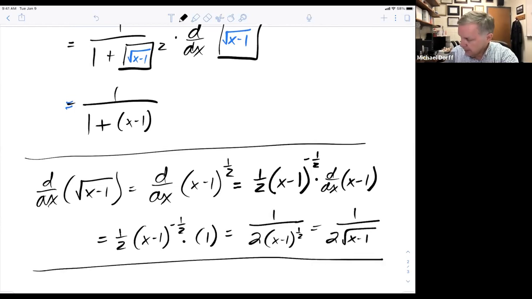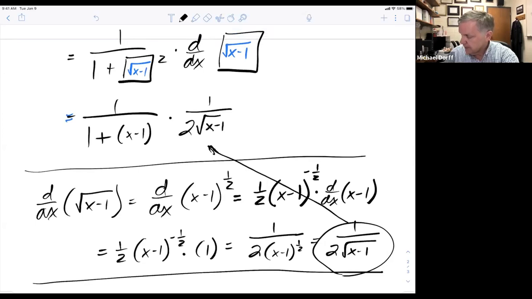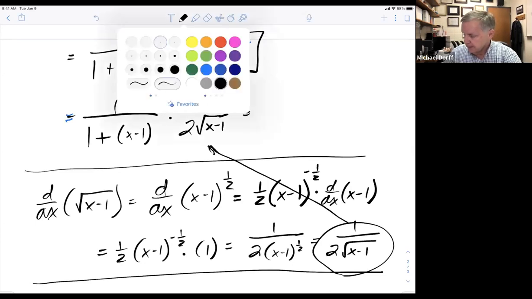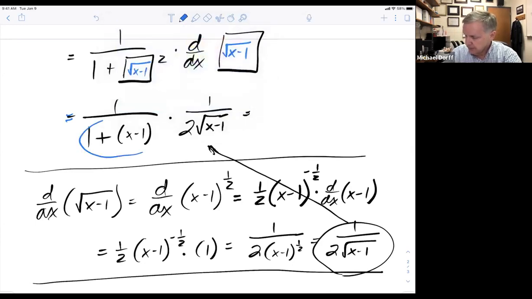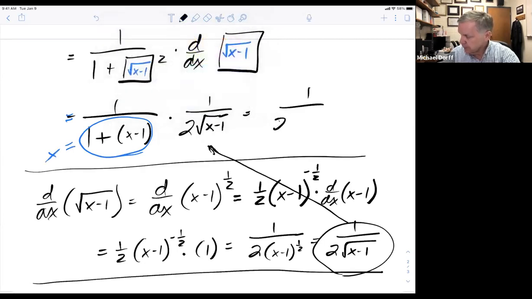That goes back up here, so I get 1 over 2 square root of x minus 1. Now we simplify this part here: the 1 and the negative 1 cancel out, so that's just equal to x. And so I can rewrite this all as 1 over 2x square root of x minus 1. And that's my final answer.